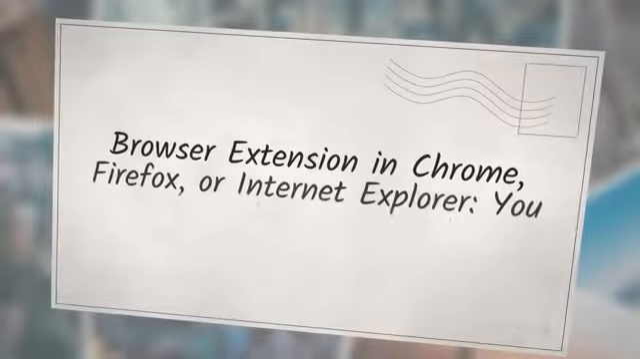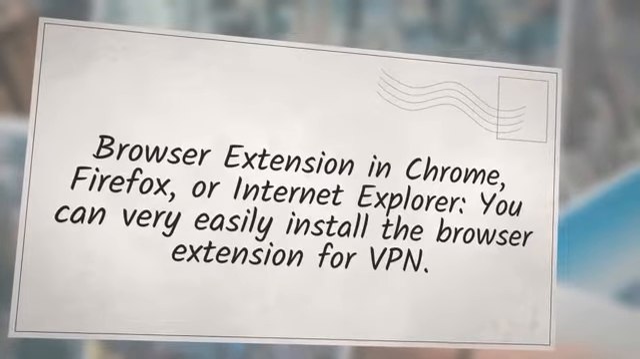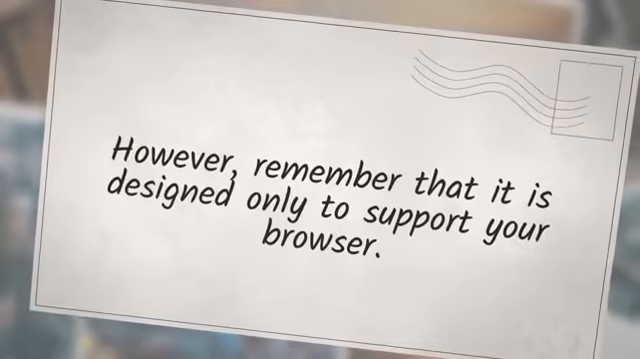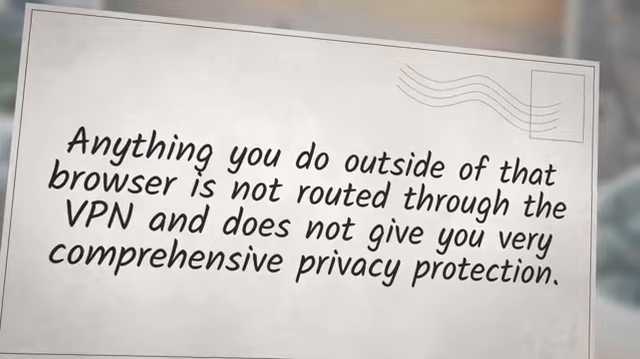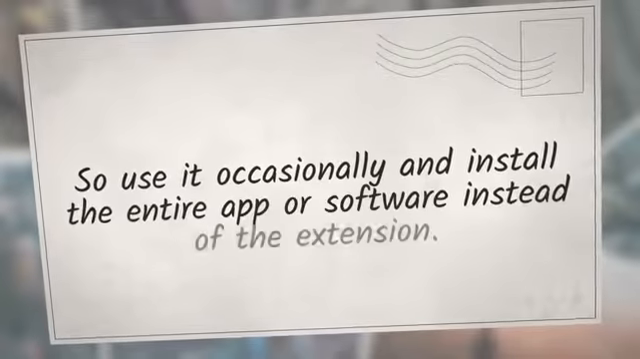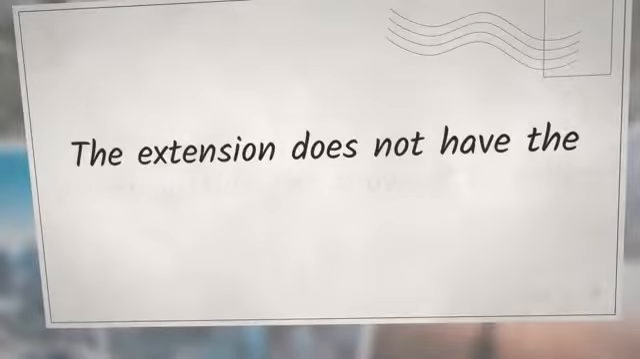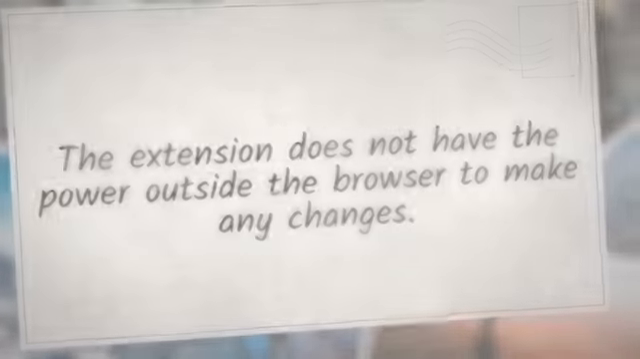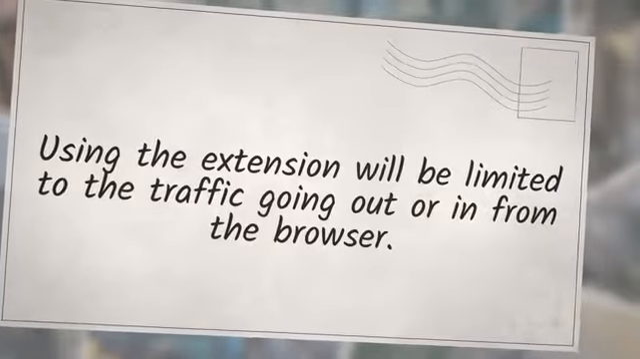Browser extension. In Chrome, Firefox, or Internet Explorer, you can very easily install the browser extension for a VPN. However, remember that it is designed only to support your browser. Anything you do outside of that browser is not routed through the VPN and does not give you very comprehensive privacy protection. So use it occasionally and install the entire app or software instead of the extension. The extension does not have the power outside the browser to make any changes. Using the extension will be limited to the traffic going out or in from the browser.